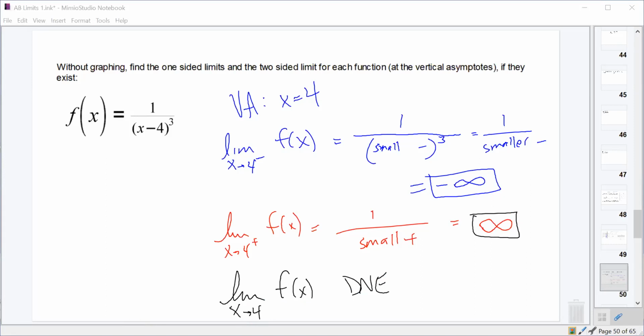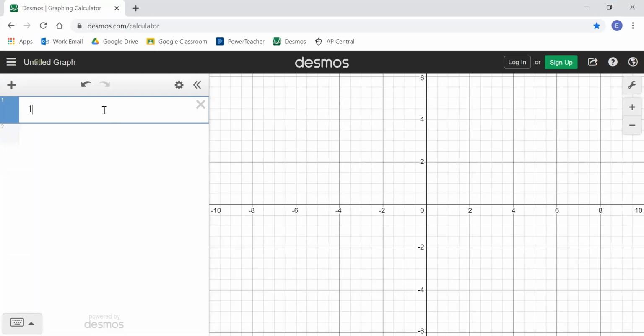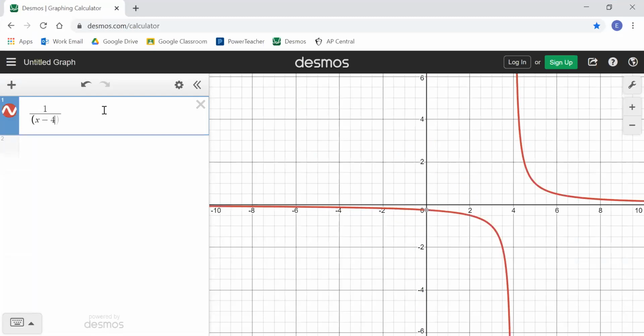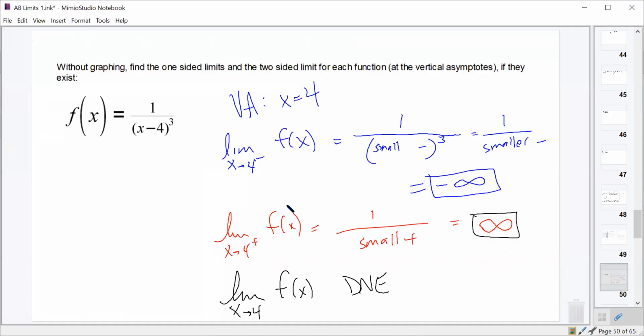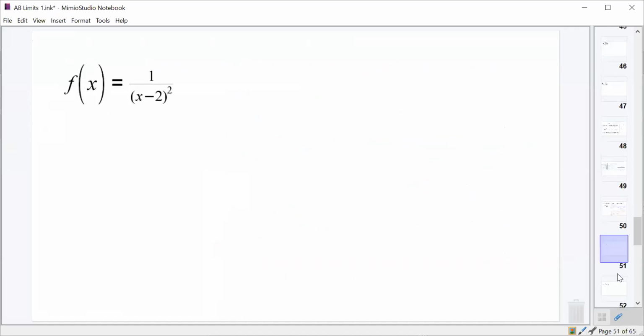And just for the sake of making sure we haven't lost our minds completely, not completely, only partially, at least maybe, 1 over x minus 4 to the 3rd power. If we look at x equals 4 as we approach from the left, what's it doing? It's dropping down to that vertical asymptote. And as we approach 4 from the right, it is increasing up to positive infinity. So from the left, negative infinity, from the right, positive infinity. Everybody good there? Yeah. Cool. All right, let's do another one.